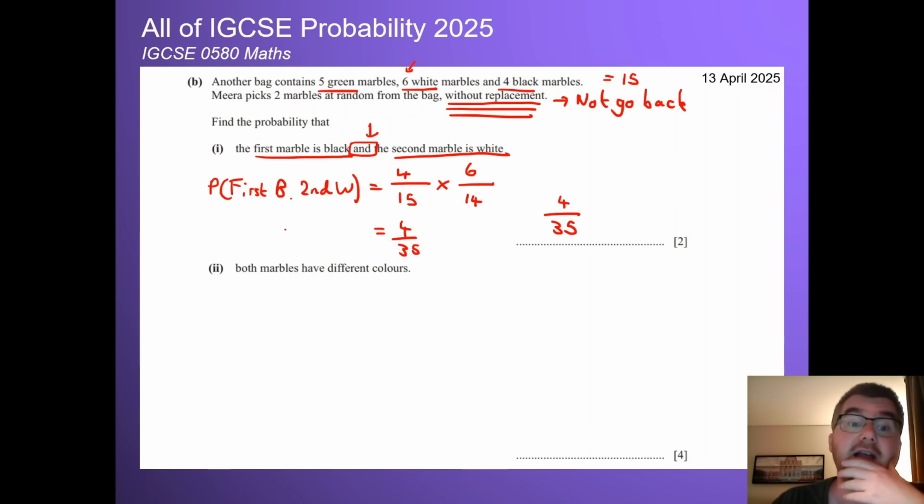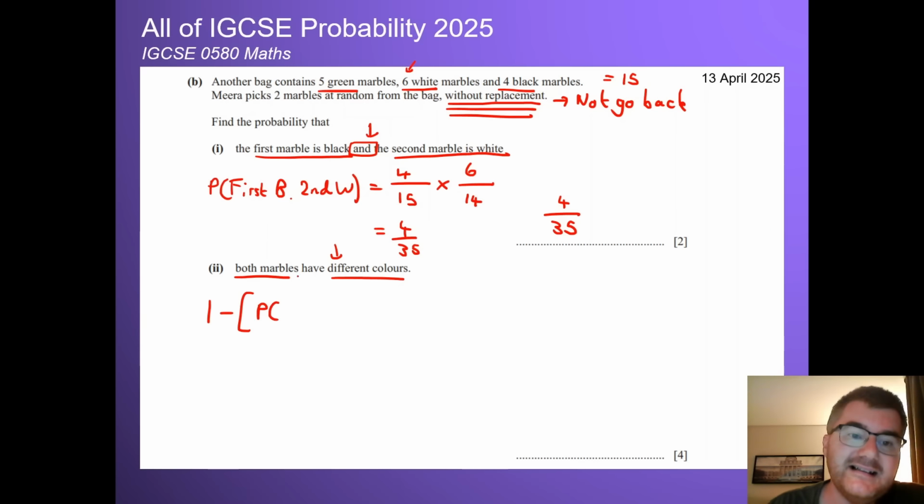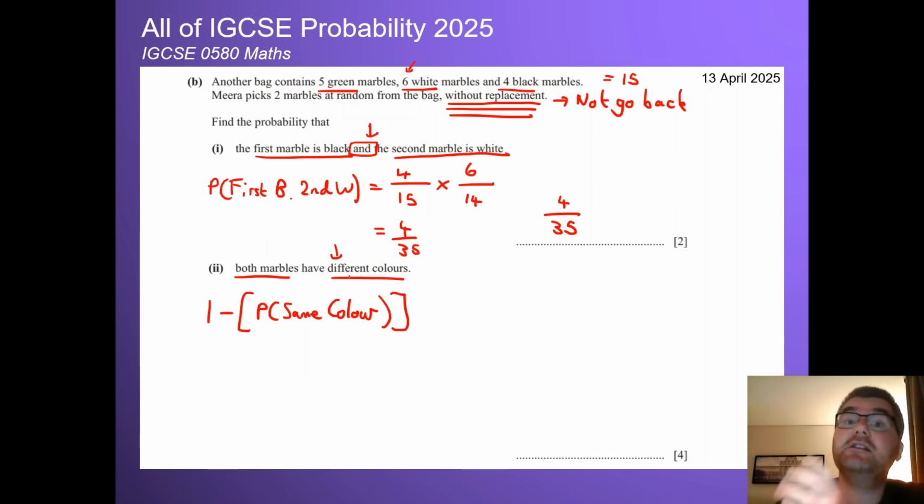Now for the next question, we have both marbles have different colours. The way I generally approach these, as soon as I see the word different, that's usually more combinations than you really want here. So the way I work this out is I'm going to do it negatively. I'm going to do 1 minus the probability that they have the same colour, because the marbles, in this case, can either have the same colour or different colours. So I'm exploiting this fact, and the reason I do it this way round is it makes it easier to do the calculations.